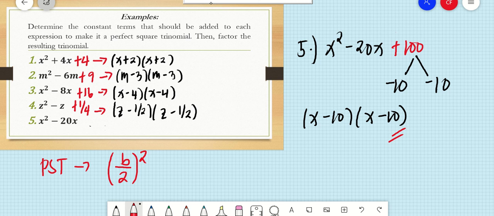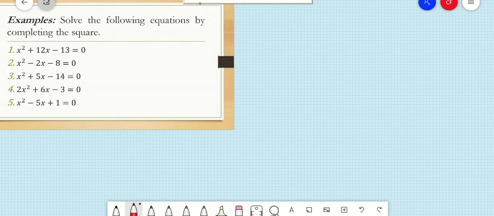Alright? So let's proceed to the actual solving of a quadratic equation using completing the square. This time, we apply the concept of the perfect square trinomial to solving a quadratic equation by completing the square.